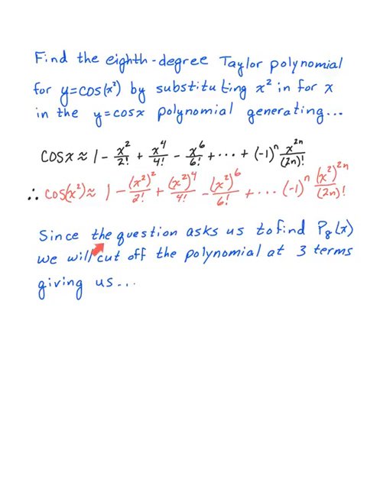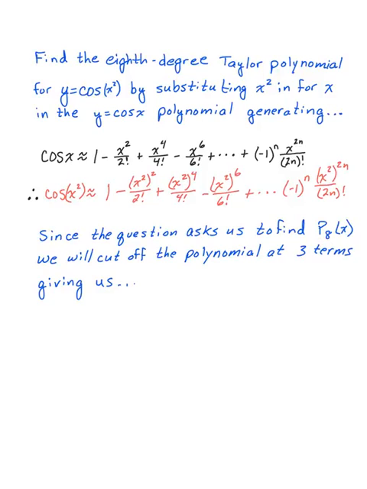All right, since the question asks us to find p sub 8 of x, what this means is an 8th degree polynomial. What we're going to do is cut off the polynomial at 3 terms because this term, if you multiply your exponents here, gives you x to the 8th. That is our 8th degree Taylor polynomial.